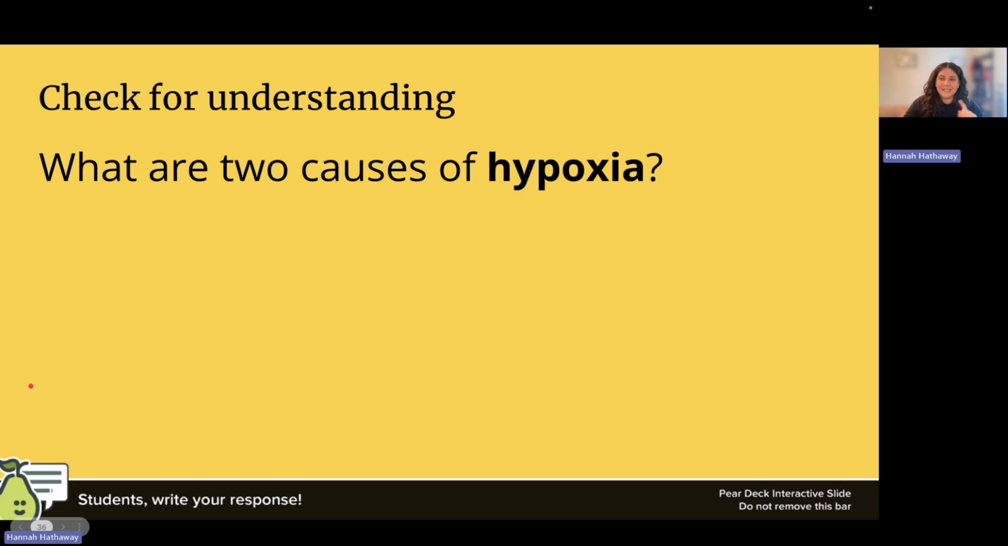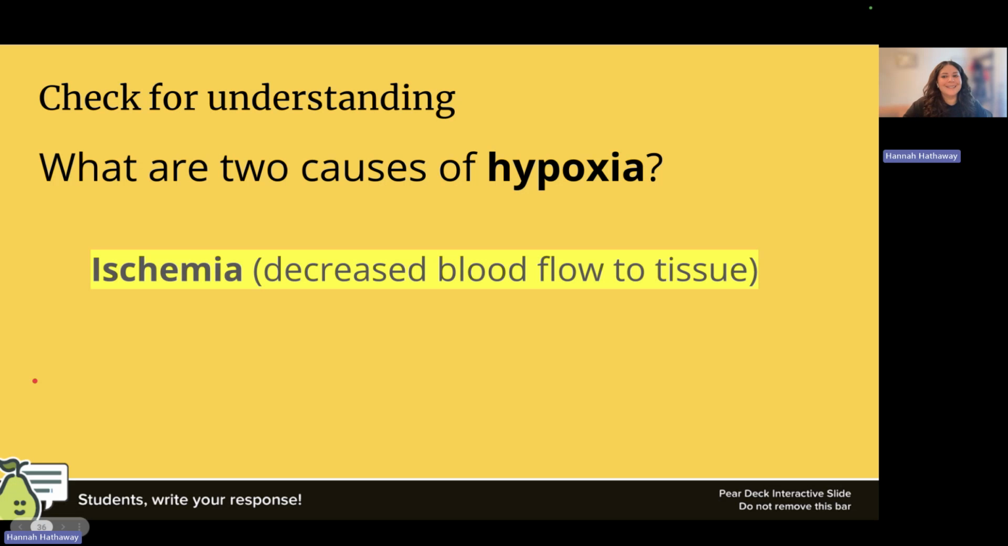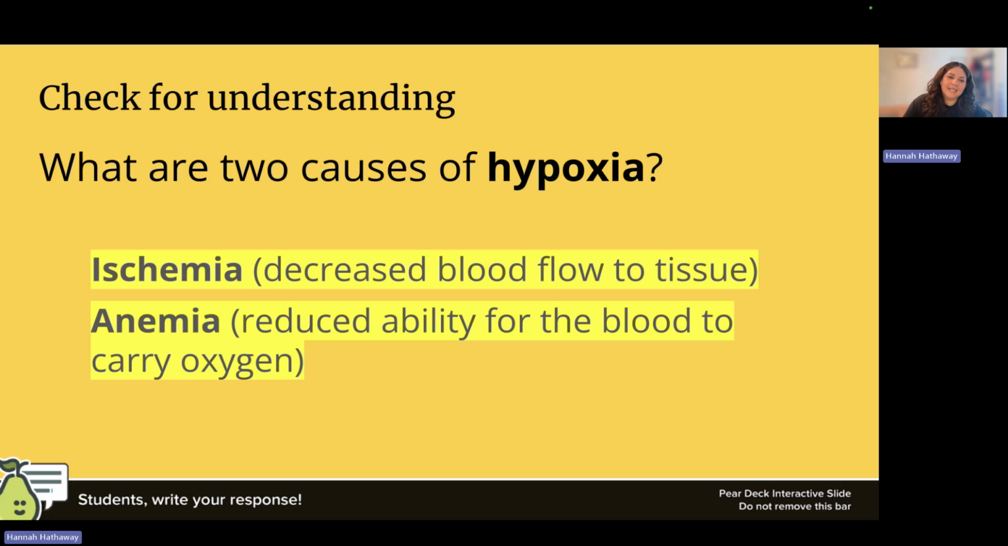Okay, check for understanding. This one's from 2 slides ago. What are 2 causes of hypoxia? Okay, so remember hypoxia is low oxygen. We talked about 2 causes. The first is ischemia, which is decreased blood flow to the tissues. And the second is anemia, which is reduced ability for the blood to carry oxygen because of issues in red blood cells or because of issues with hemoglobin itself.